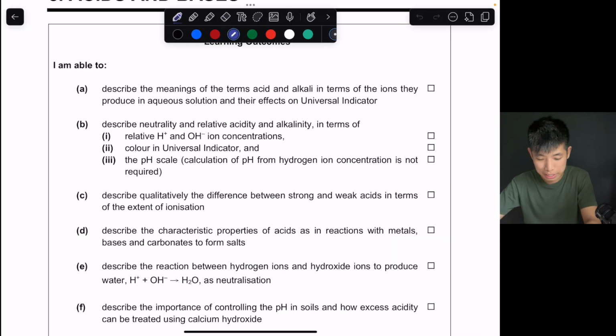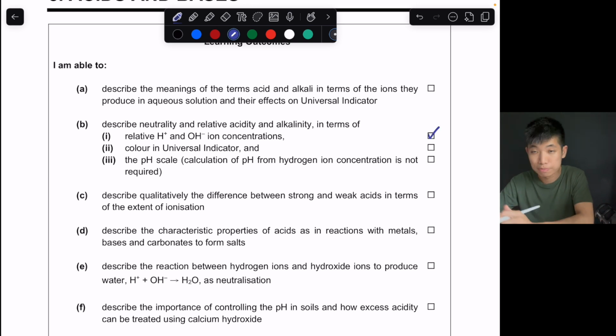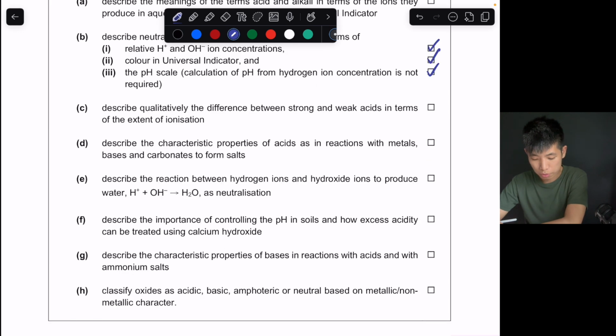Let's go back and review the learning outcomes. We have discussed that the pH is a measure of the relative H+ and OH- concentration. We have looked at universal indicator and the colors of it at different pH. We have also looked a little bit deeper into the pH scale, which ranges from 0 to 14. We have learned the importance of how to control the pH of soil by adding calcium hydroxide, which neutralizes the excess acids in the soil, bringing up the pH. We have also learned how to classify oxides as acidic, basic, amphoteric, or neutral, based on whether they are oxides of metals or non-metals.